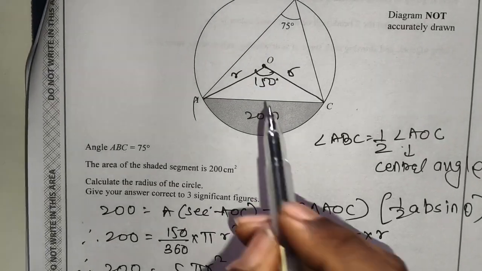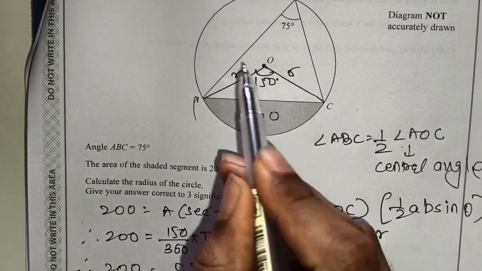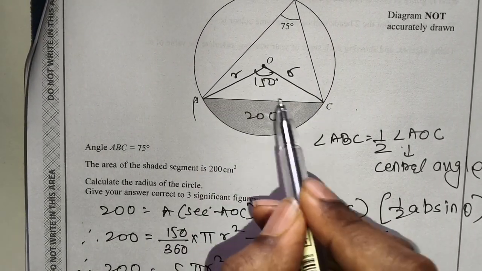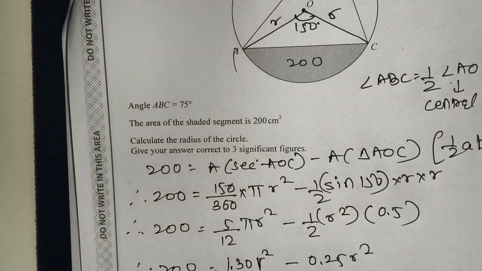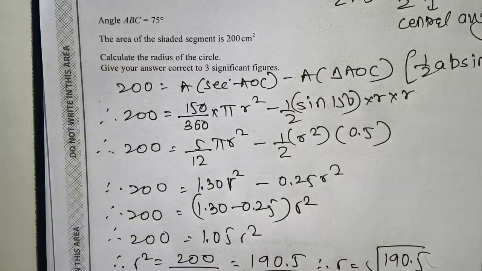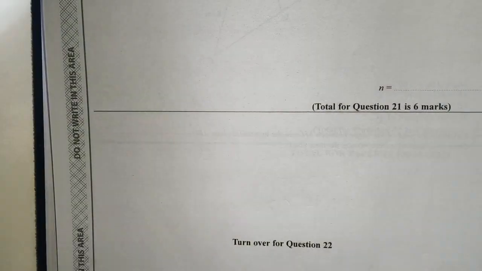You have to first understand the area of the whole sector and then subtract the area of the triangle to get this. Correct? It's a good 5-mark question which you can easily get. Correct? You can pause the video and just go through this in detail once again.